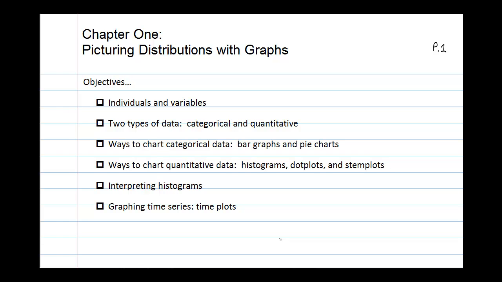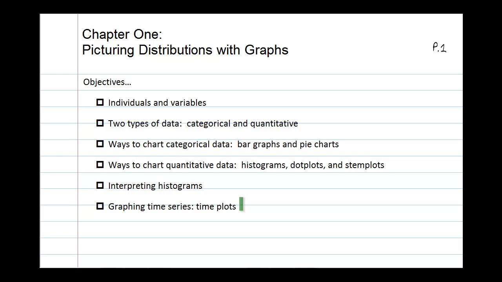We'll go over definitions of a lot of different terminologies, including individuals and variables, the two different types of data, categorical and quantitative, and learn some other names for them. We'll look at ways to chart categorical data using bar graphs and pie charts. And we'll also look at ways to chart quantitative data, which would include histograms, dot plots, and stem plots. We'll also look at how we interpret histograms, and then also at graphing time series using time plots.